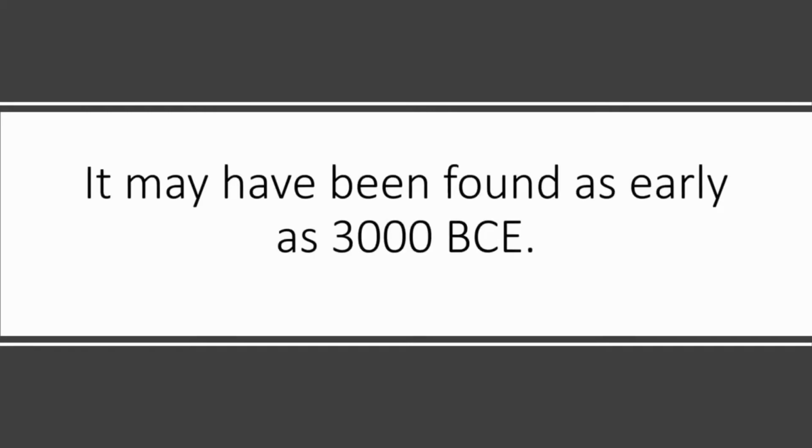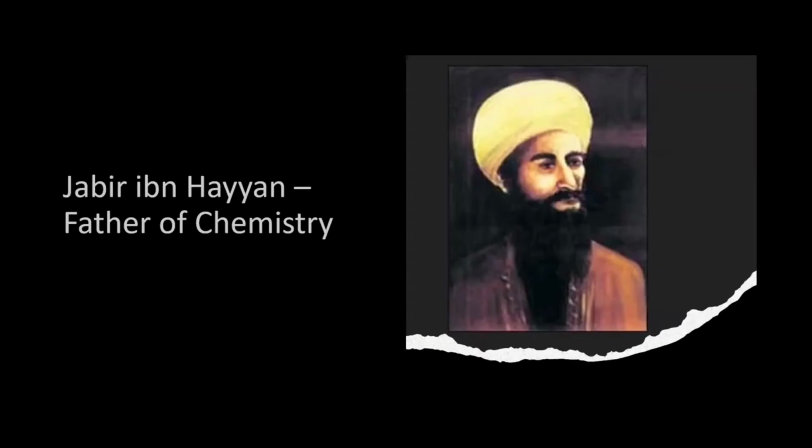We have no idea who discovered antimony, but it may have been found as early as 3000 BCE. Antimony ore is quite common. Jabir Ibn Hayyan, born in Iran, is considered the father of chemistry. He is believed to be the first person to have refined metallic antimony.